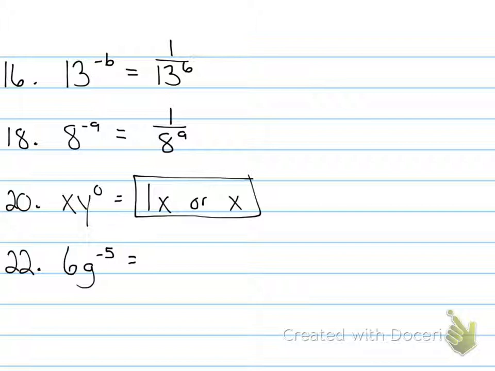All right, what about number 22? Wyatt? 6 over g to the 5th. Perfect. 6 over g to the 5th. I only have to move g to the 5th, or g to the negative 5th, because that's the part that's a negative exponent. 6 did not have a negative exponent. That's why I left it on top.